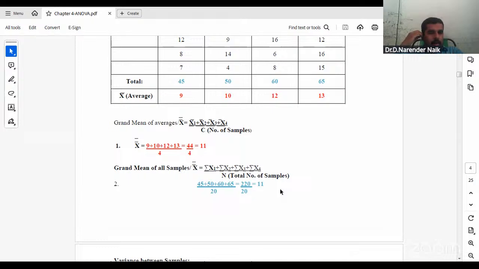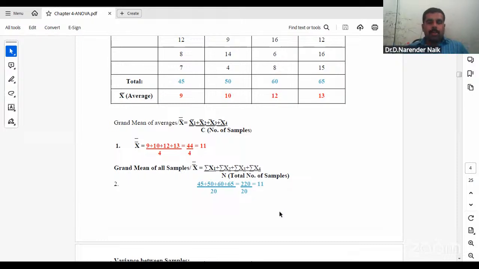Then the grand mean of all samples, that is X double bar, is equal to sigma X1 plus sigma X2 plus sigma X3 plus sigma X4 divided by N. N stands for the total number of observations. How many are there? 20. So sigma X1 is 45, sigma X2 50, sigma X3 60, sigma X4 65. That is 220. 220 divided by 20, we got 11.